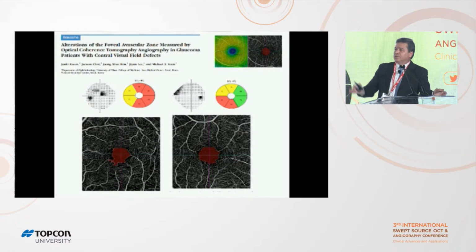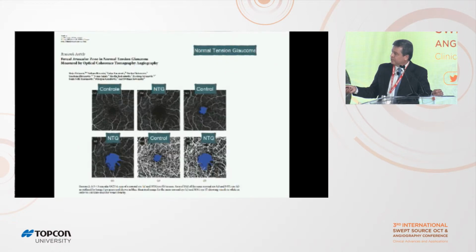It's just a cross-sectional study. All of those are cross-sectional studies. We don't know how it works as a parameter to evaluate OCT progression. But a lot of studies are going on with this. And when you look at normal tension glaucoma, the difference is even bigger. Between the control and normal tension glaucoma, see how the shape changed and how the size of the foveal avascular zone changed from the control group.